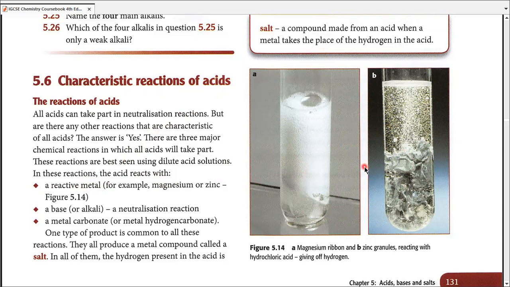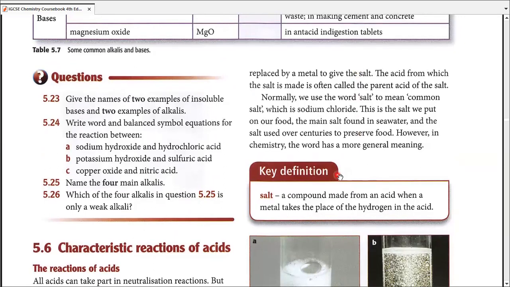We already know that. Moreover, the second one is a base or an alkali, which is actually a neutralization reaction. And the last one is a metal carbonate or a metal hydrogen carbonate. These three characteristic reactions of acids actually give us the salt. In a neutralization reaction, the hydrogen ion of the acid is replaced by a metal to give the salt. That's how we define the salts.